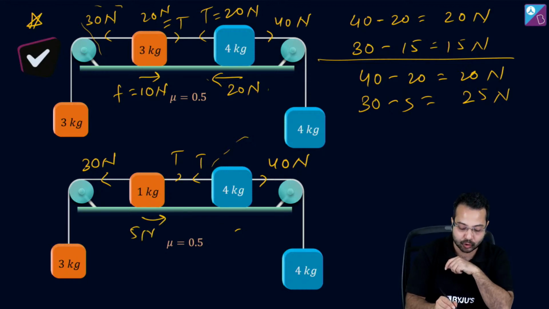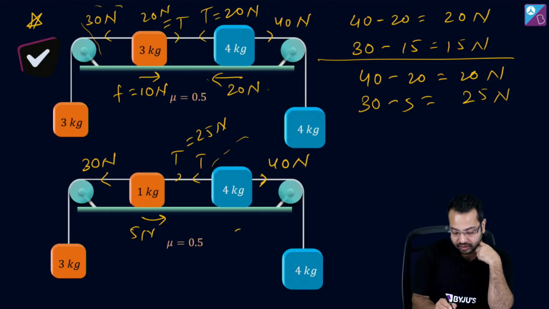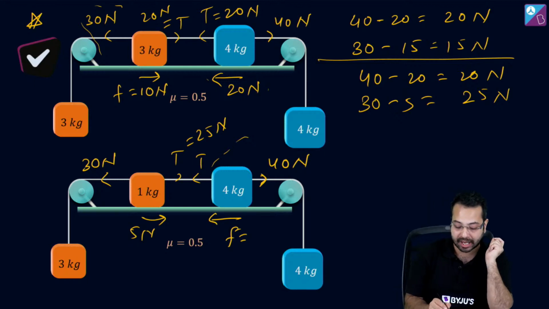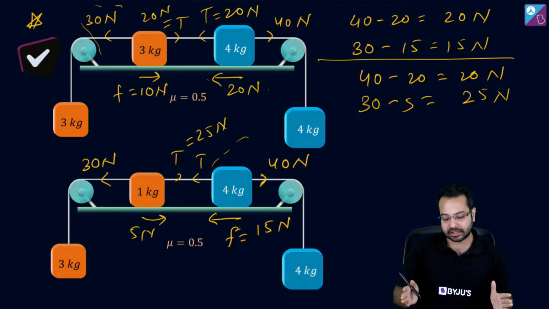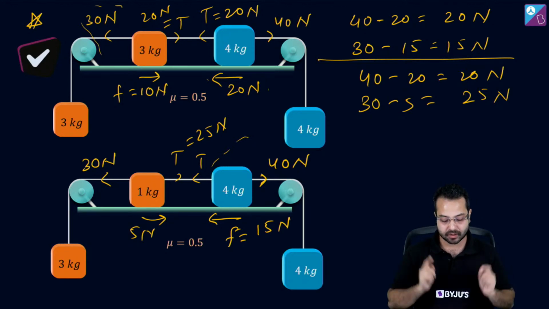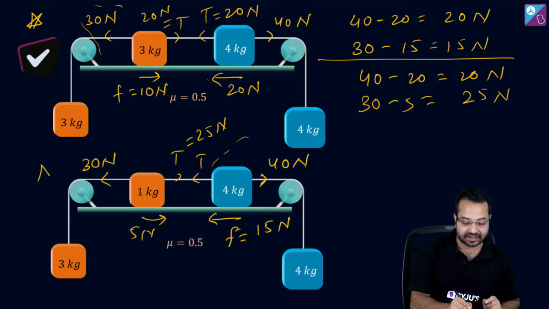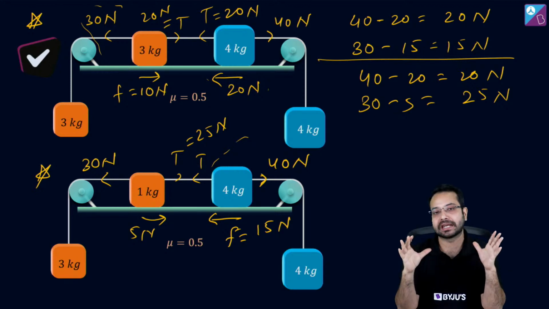And so the tension is going to become how much? The tension is going to become 25 Newton. Now the tension is 25 Newton, this is 40 Newton. So the friction is going to act in this direction. And how much the friction is going to act is what is required? 15 Newton is required. So 15 Newton is going to act. The maximum value of friction that can act on that block is 20 Newton. So 15 Newton is completely acceptable. So this is going to give us the correct relationship of the forces. Do you get this?